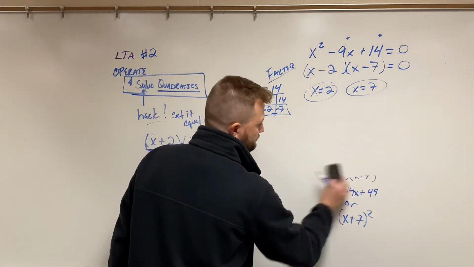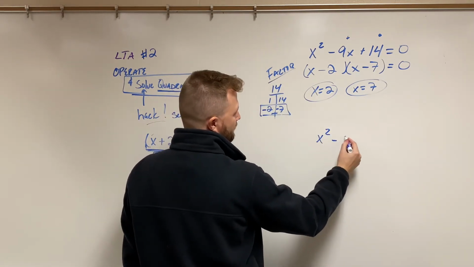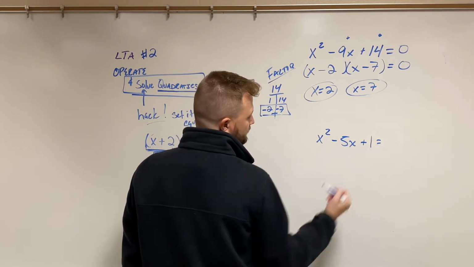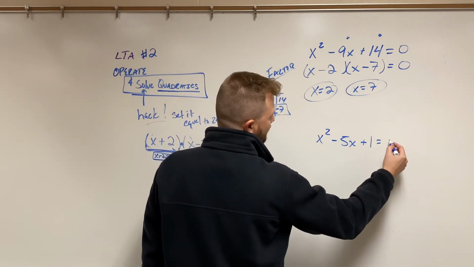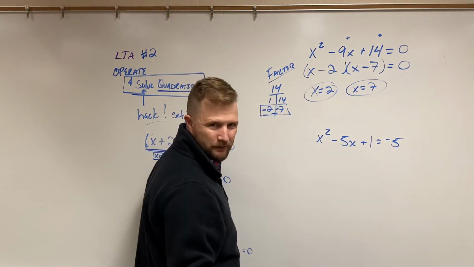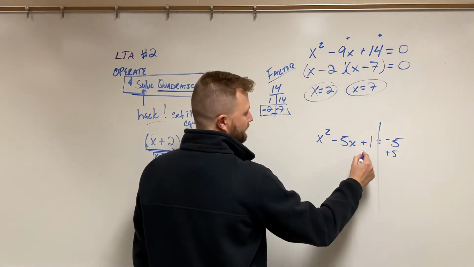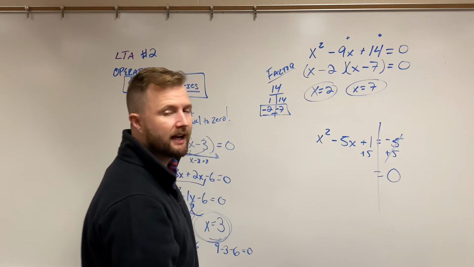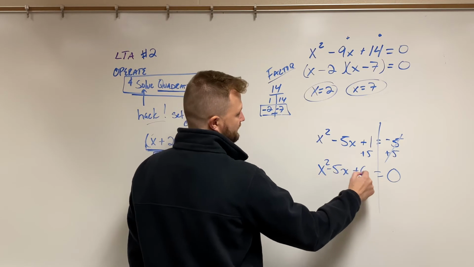Like you might have a problem like, I don't know, something like x squared minus 5x plus 1 equals negative 5. Okay, so you have this, well, that doesn't equal 0. Well, in one step, you can make it equal 0. Add 5, add 5. Now there's nothing on the right side, so you just put a 0. And then you have x squared minus 5x plus 6 equals 0.